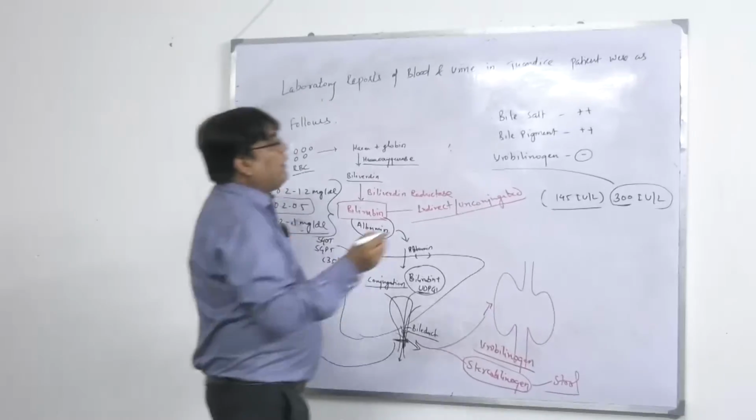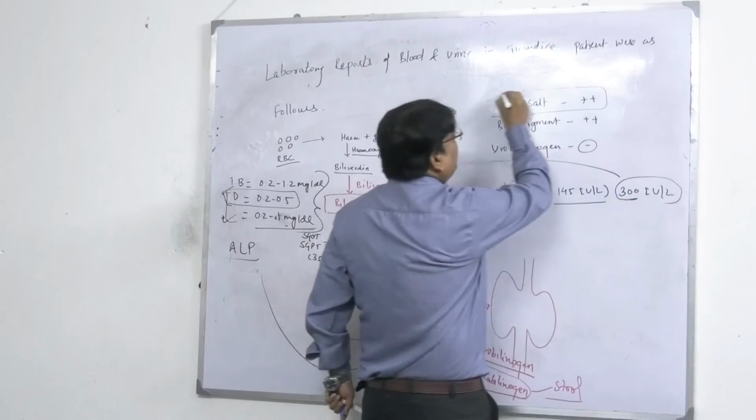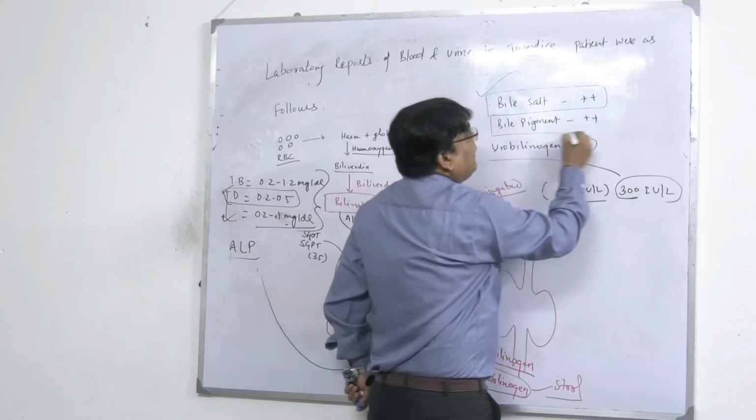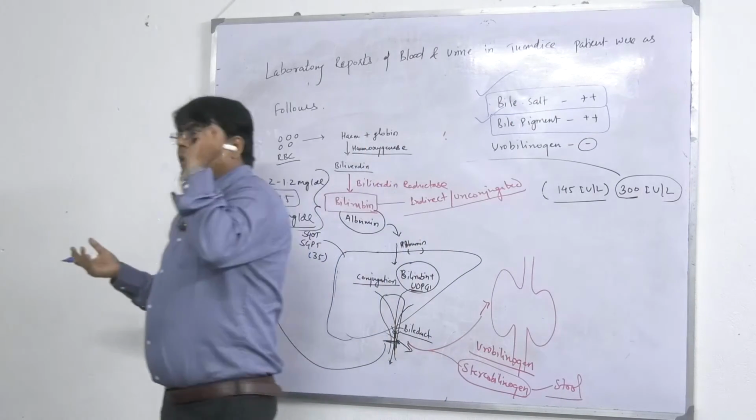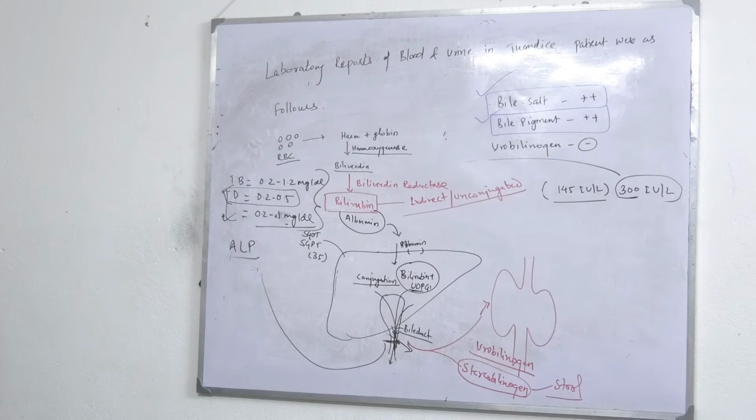Now, in the urine report, what will you see? Bile salt is positive in the urine, bile pigment is positive in the urine. It is clearly mentioned. How can you identify bile salt in urine? By which test? You tell.